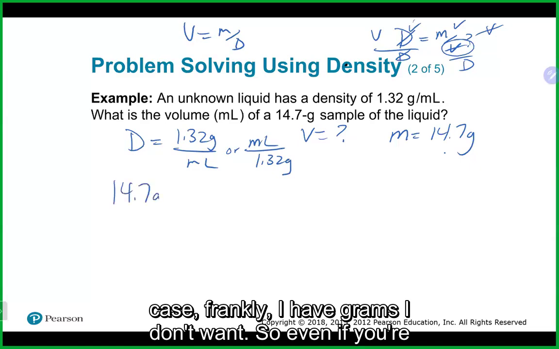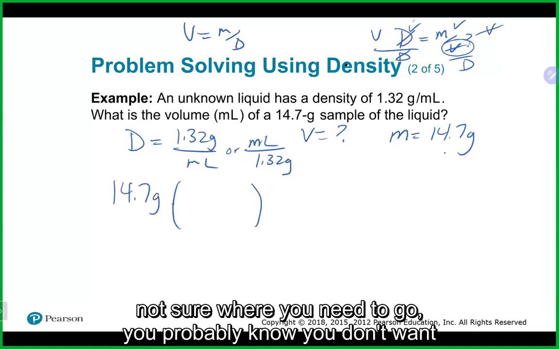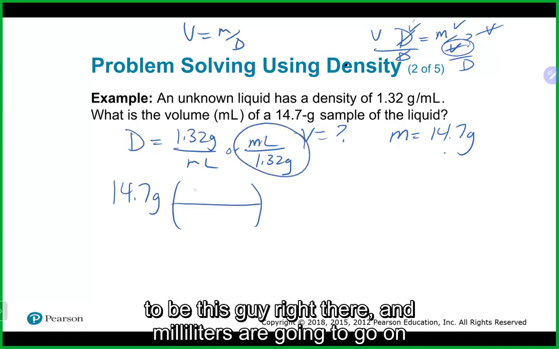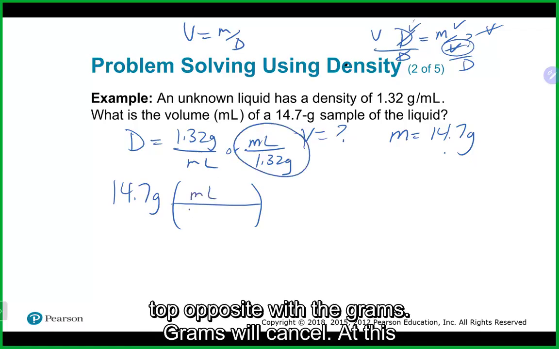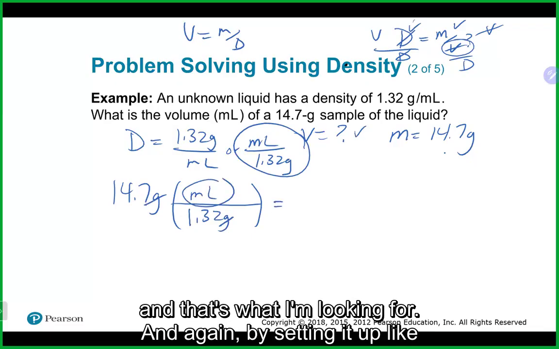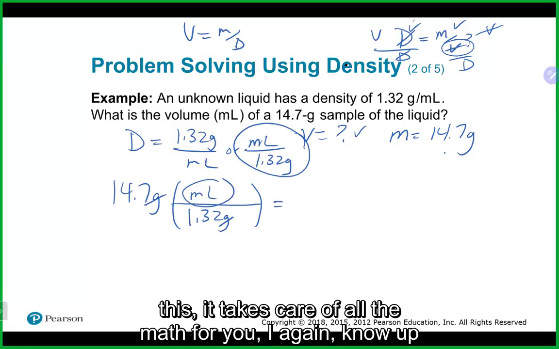So even if you're not sure where you need to go, you probably know you don't want the grams anymore. So I need to get rid of that. So that's going to be this guy right there. And milliliters are going to go on top, opposite with the grams. Grams will cancel. At this point, I'm left with milliliters, which is a volume, and that's what I'm looking for. And again, by setting it up like this, it takes care of all the math for you.